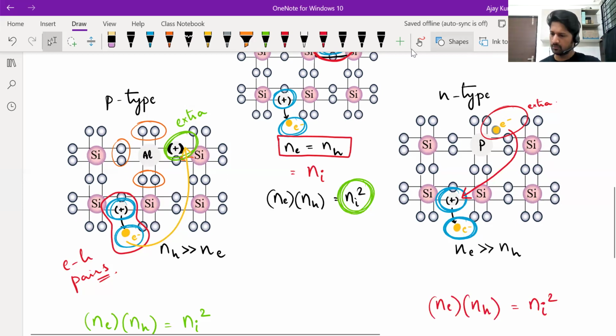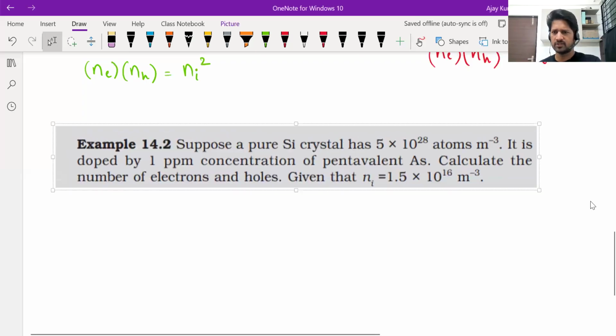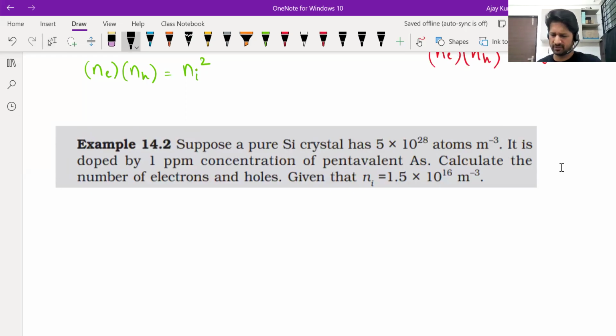Fine. Let's solve one problem based on this. This question is from your textbook itself, but they do ask very similar questions in entrance exams. Now understand what the question is saying.